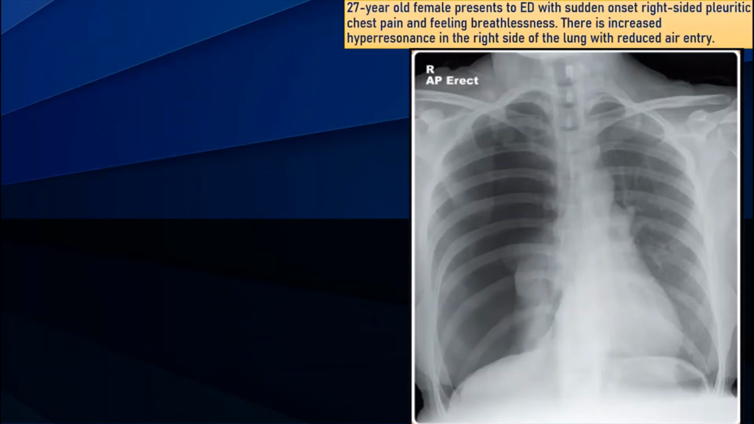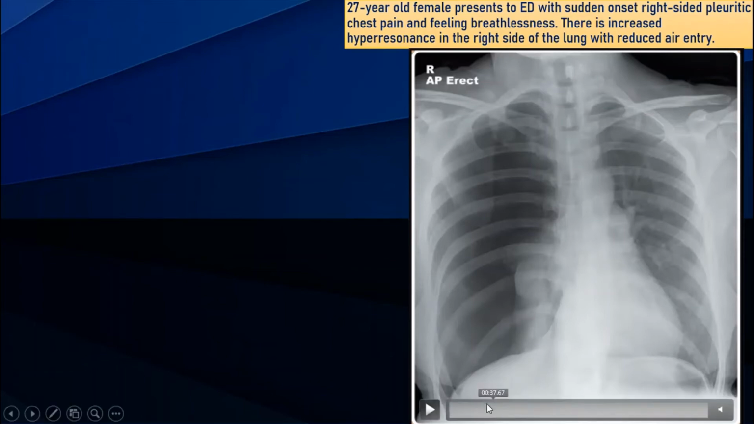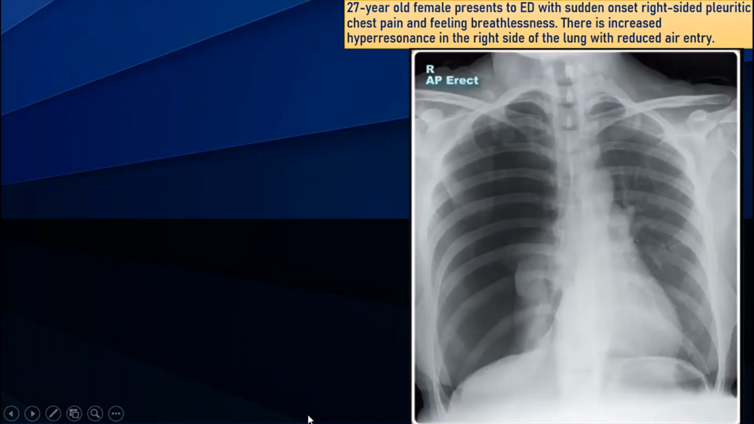Third question. 27-year-old female presents to emergency department with sudden onset right-sided pleuritic chest pain and feeling breathlessness. There is increased hyperresonance in the right side of the lung with reduced air entry. Let's check out her chest X-ray. So here we have the right side of the patient, and this is an AP chest X-ray view.